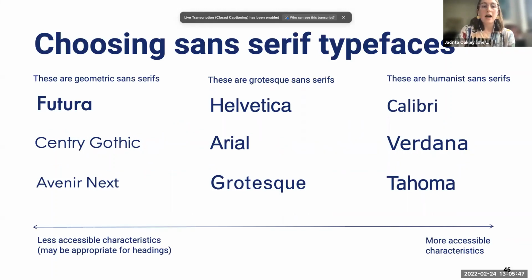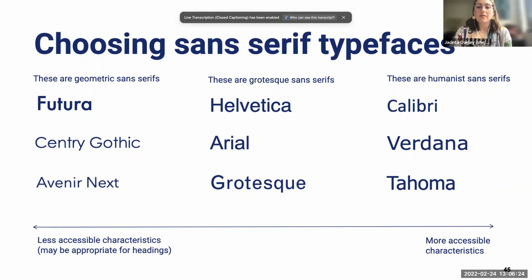So let's talk about if we decide to choose a sans serif font, how we might go about choosing what specific typeface we want to use. So this slide shows some of the common sans serif typefaces you might be familiar with. On the left hand of the slide, we have some that are less accessible and some that have more accessible features. So all of the accessible typefaces on the right hand side are what we call humanist sans serif typefaces. And the letters and shapes are inspired by handwriting.